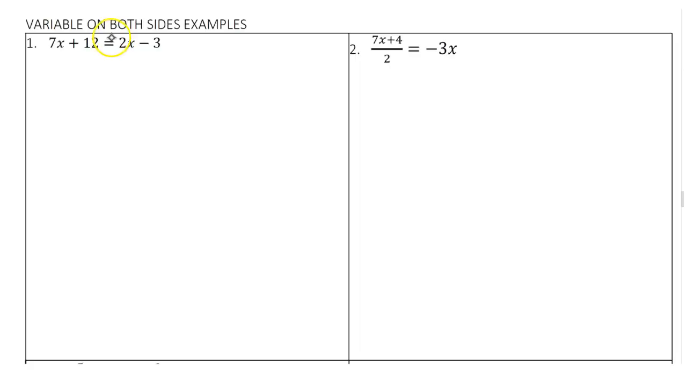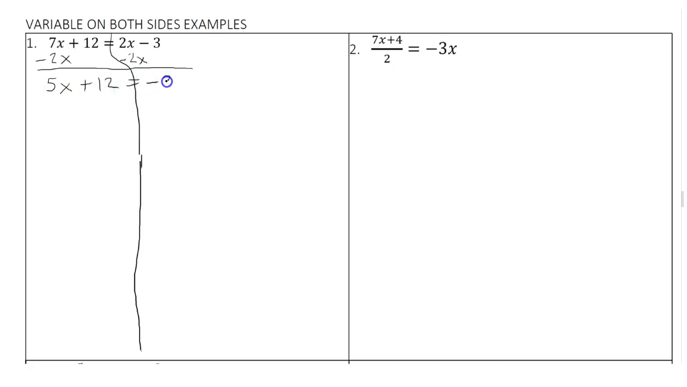In example 1, there is no distribution, nor do we need to combine like terms. Our first step then will be to move the x term to one side or the other. We can choose which way to go. In this case, we will subtract 2x from both sides of the equation. This gives us 5x plus 12 equals negative 3.